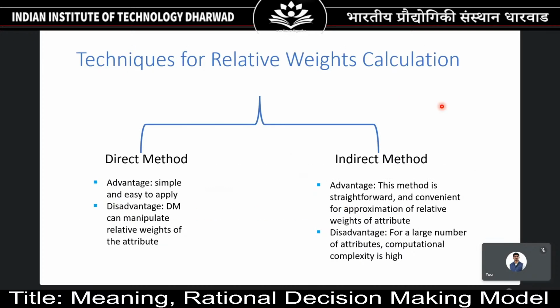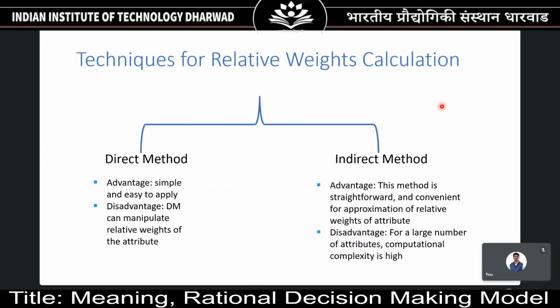Now, for the relative weights calculation, there are two methods available. One is the direct method and the second one is the indirect method. Each method has some advantages and some disadvantages. In the direct method, it is very simple and easy to apply. The disadvantage of this method is that the decision maker can manipulate the relative weights of the attributes.